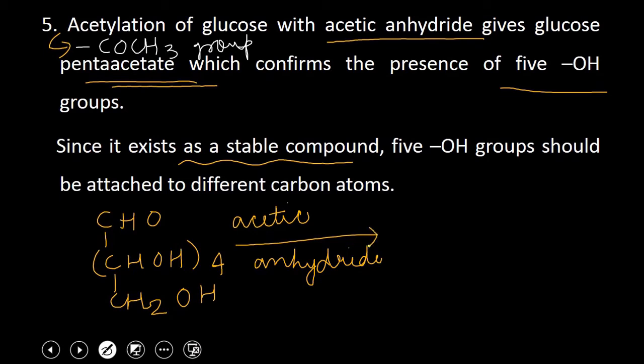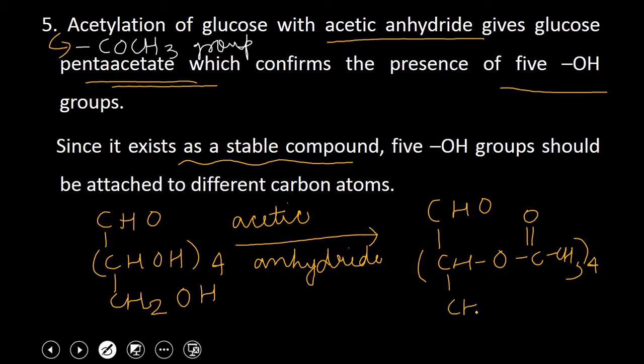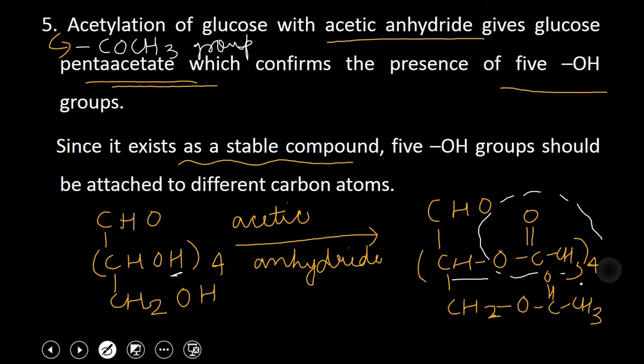So it gives pentaacetate derivatives. So I am writing here CHO, then you will get CHO, C double bond O CH3. So you can see here, children, then CHO whole 4. Then finally you will get CH2O, C double bond O, CH3. So children, you can see here that H of CHOH has been replaced by OCOCH3 group. So this is called as acetylation.